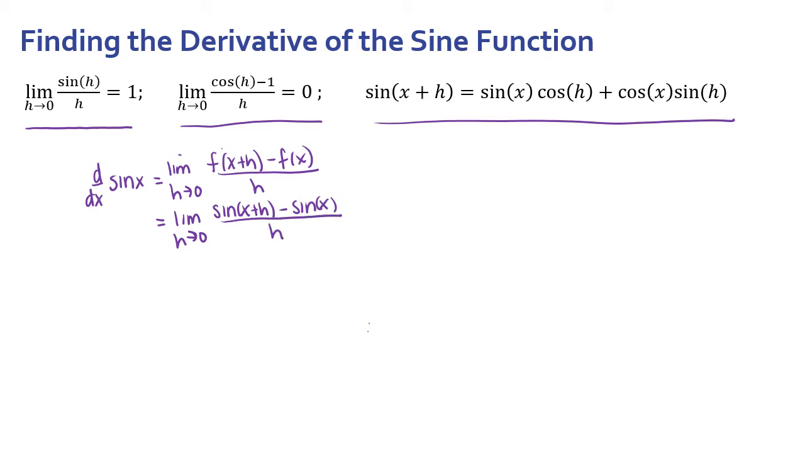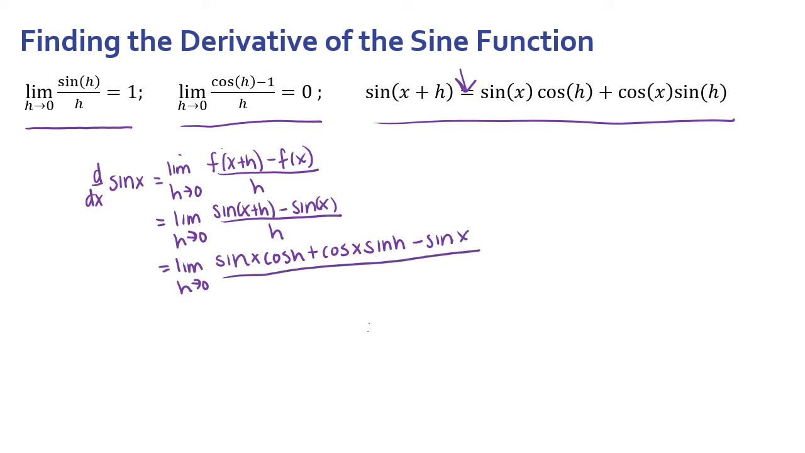This is where the trig identity comes into play. The limit as h approaches 0, I'm going to change the sine of x plus h into the sine of x times the cosine of h plus the cosine of x times the sine of h, minus the sine of x, all over h.